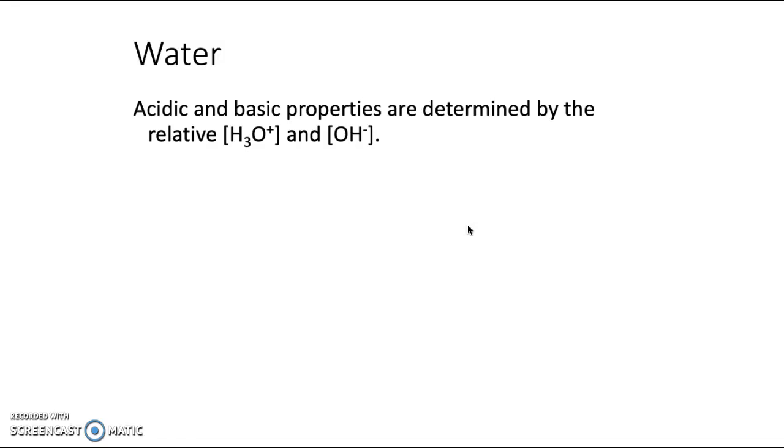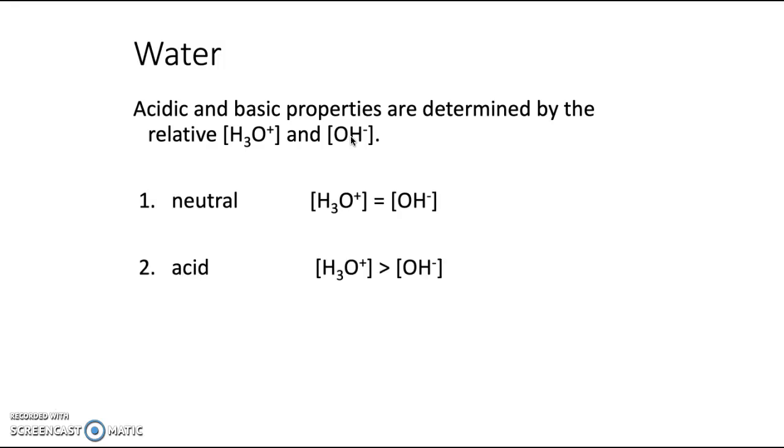Now, in any solution where water is the solvent, you're going to have some concentration of hydronium and some concentration of hydroxide, but the relative concentrations determine if the solution is acidic or basic. So in a neutral solution, you've got equal concentrations of hydronium and hydroxide. In an acidic solution, a higher relative concentration of hydronium, or H+. And in a basic solution, you've got a higher relative concentration of hydroxide.